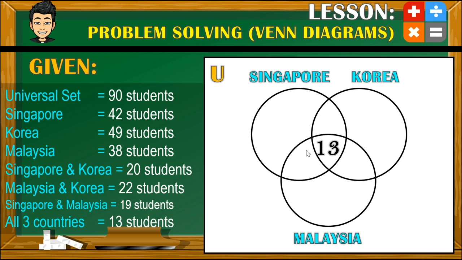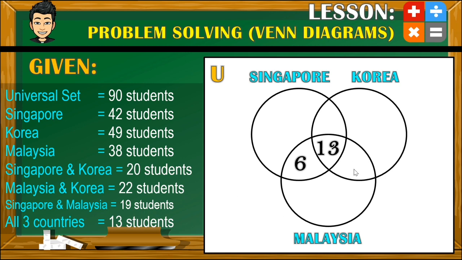To get this part ng Singapore and Malaysia, ima-minus natin yung 19 students and 13 students. So 19 minus 13, we have 6. Kapag ginad natin yung dalawa, makukuha natin yung both Singapore and Malaysia na 19 students.